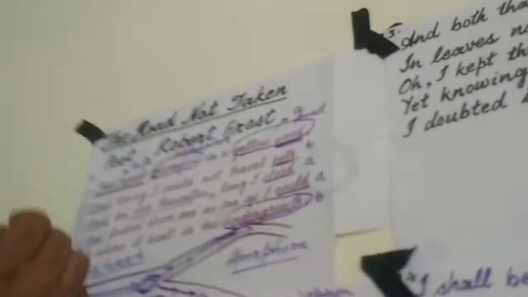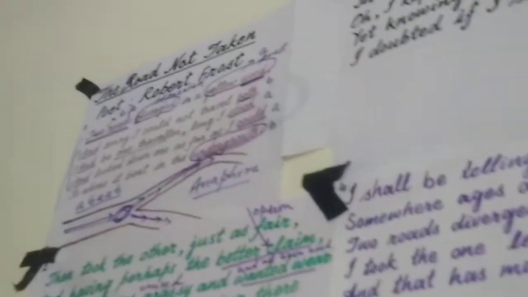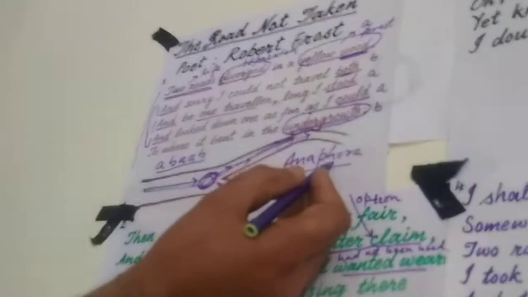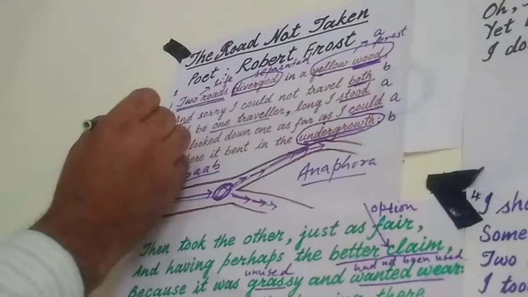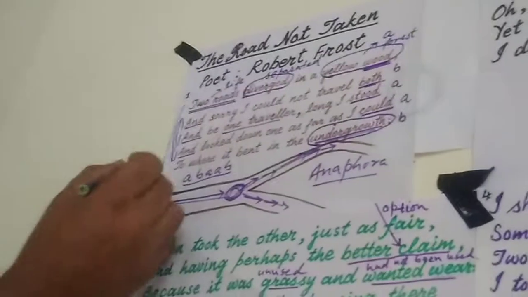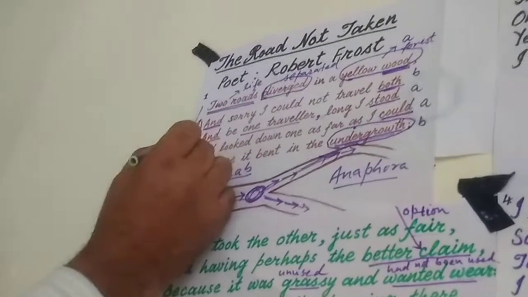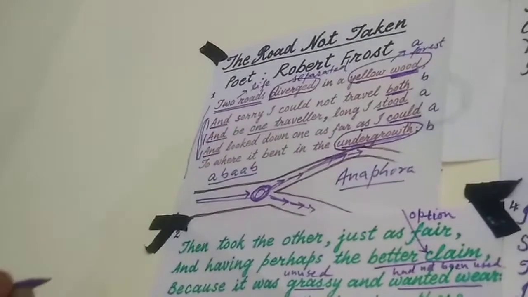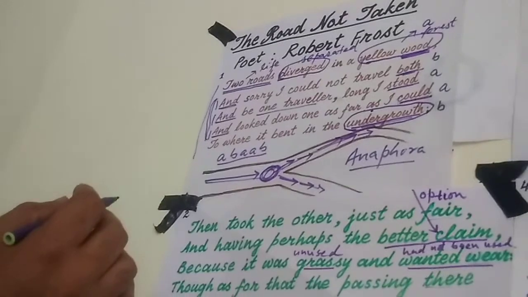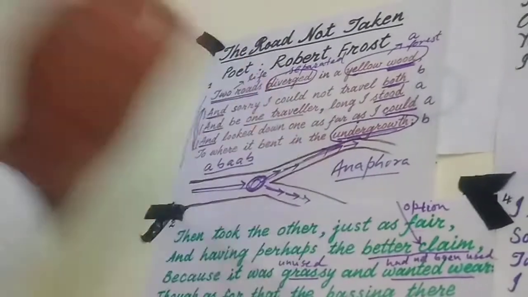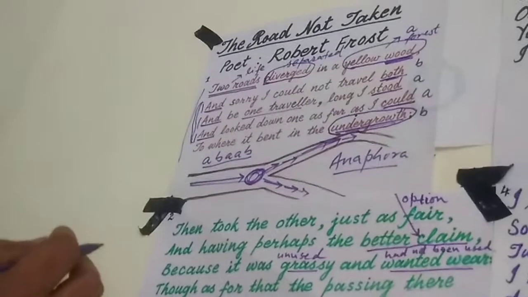Now another poetic device is anaphora. Anaphora means the repetition of the same word continuously. You can see the second, third and fourth lines begin with the word and. So this literary device is known as anaphora. Now we shall go with the second stanza.